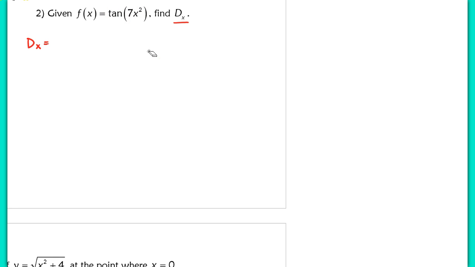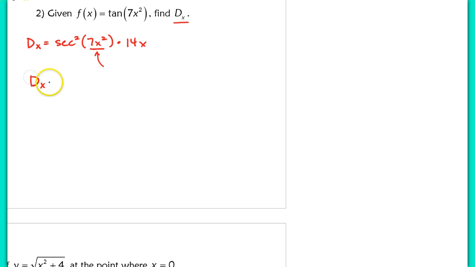So when you differentiate this, you're going to first take the derivative of the tangent of something. So that derivative is secant squared. When I say the derivative of tangent of something, it's because we just put 7x squared, whatever that something is, we keep it inside. Then by the chain rule, we have to multiply it by the derivative of that something, the inside function. So we're going to multiply that by 14x.